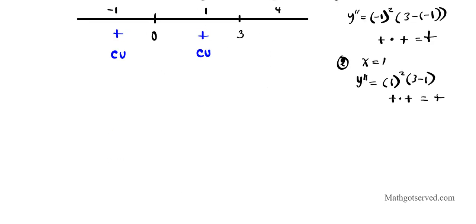All right. So what we're testing here is region 3. Our test candidate was x equals 4. Remember, all I care about is the sign. So y double prime is going to be 4 squared times 3 minus 4. That's what you get when you plug in 4 into the second derivative. 4 squared is 16, which is a positive number, times 3 minus 4 is negative 1, which is a negative number. Positive times negative is negative.